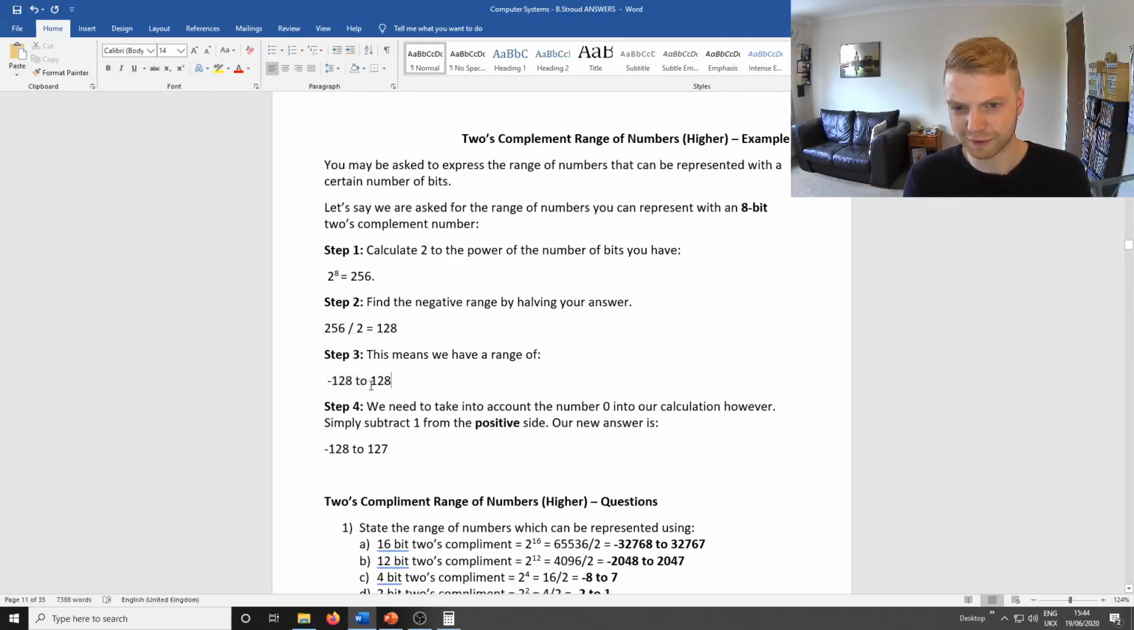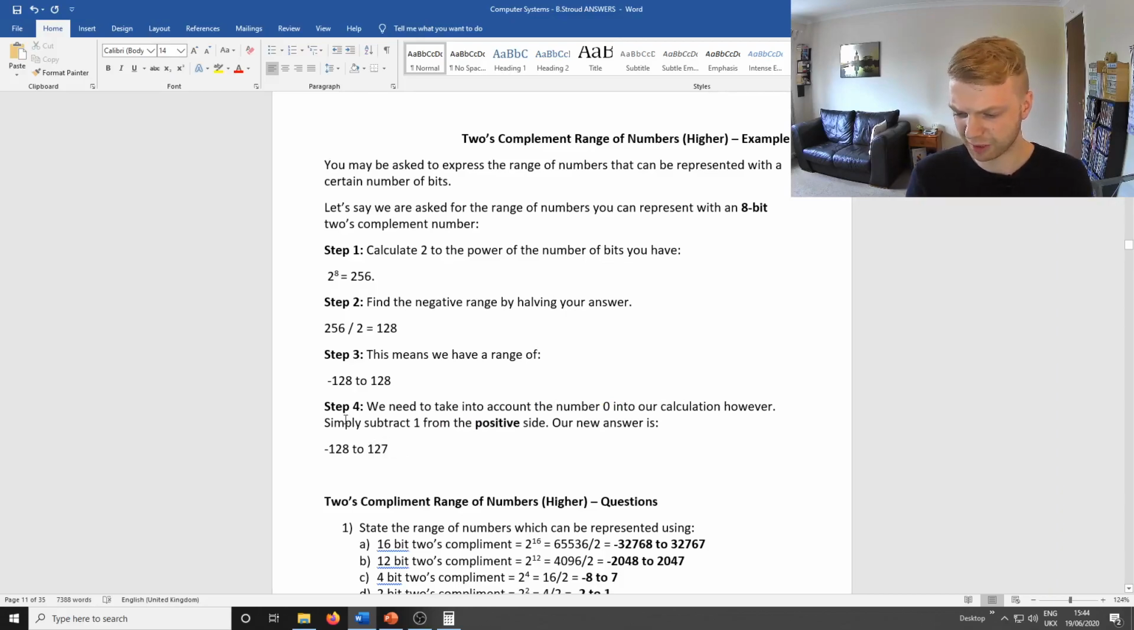You might have noticed though, if you count 0, that gives you 257 possibilities, which isn't how it works. So you've got to subtract 1 from the positive side. So it becomes negative 128 to 127. That's because 0 is positive in 2's complement.